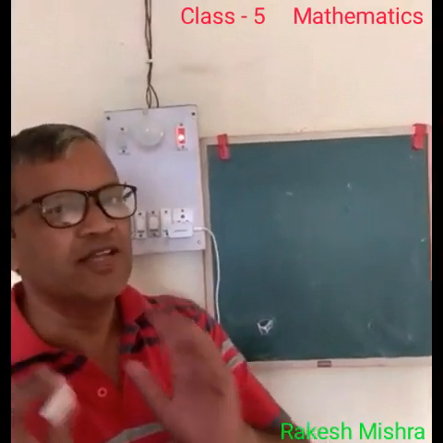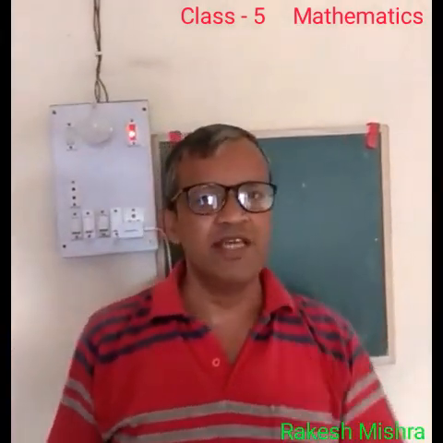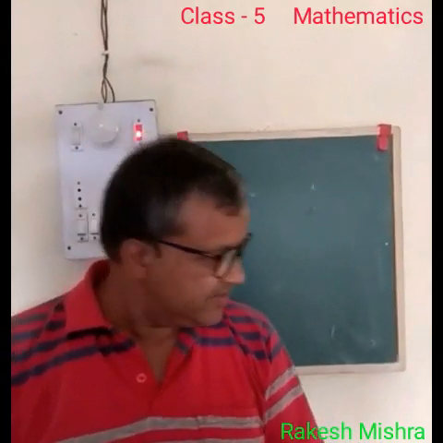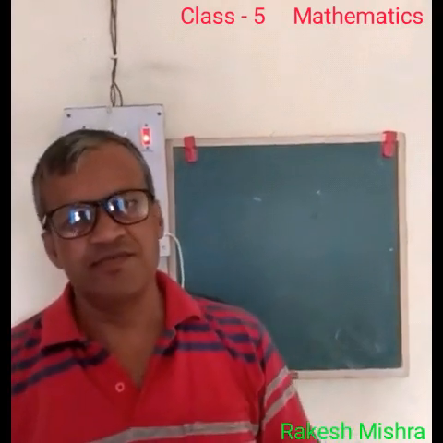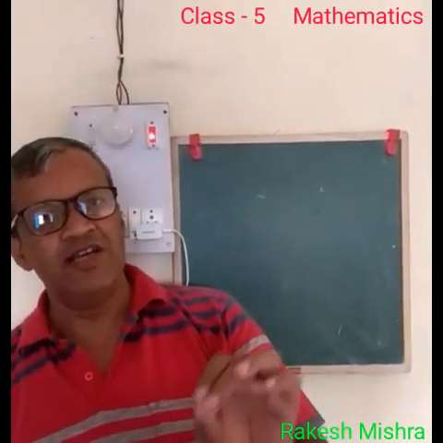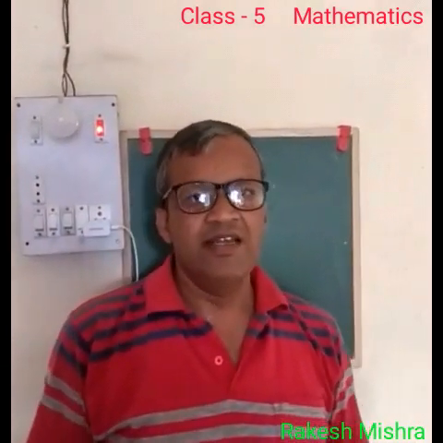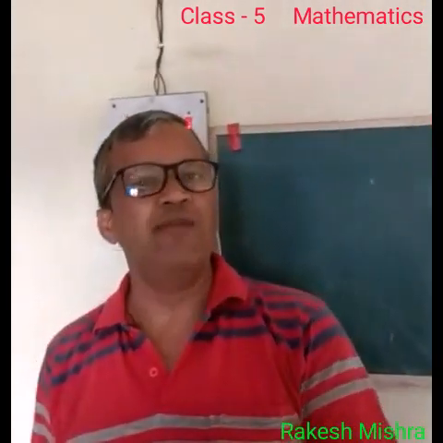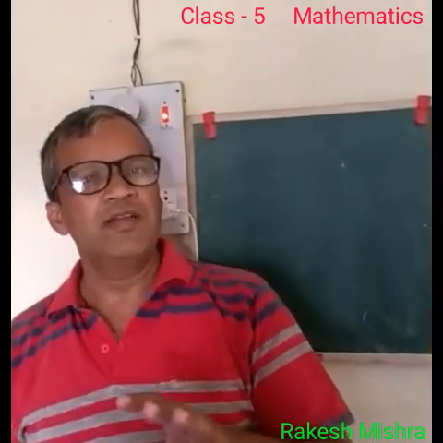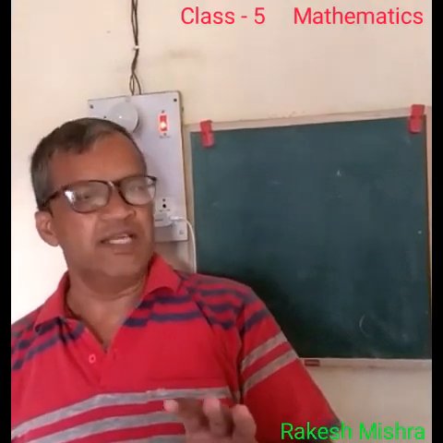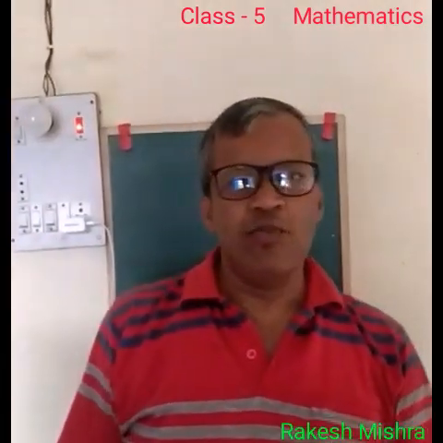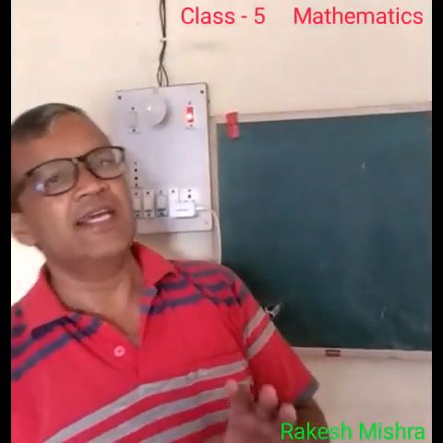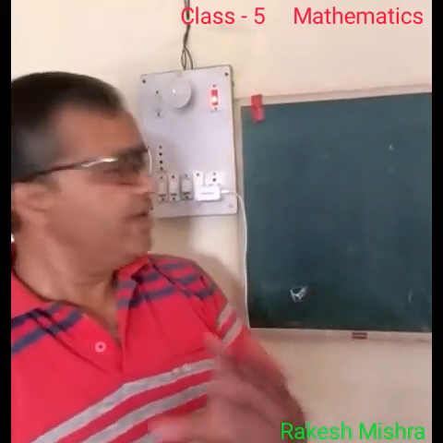Now write question number 3. A boy has 3 horses and the cost of a horse is 265 rupees. What will be the total cost of the horses? This is the homework, and related exercises will be cleared by you.